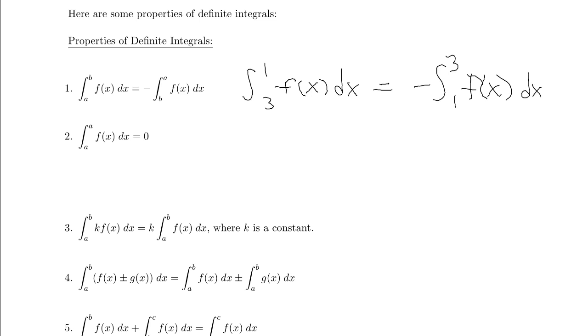Okay? The next point, property 2, is saying the integral from a to a of f of x dx is equal to 0. So this should actually be intuitive. I'm actually going to write this down. So this should be intuitive.